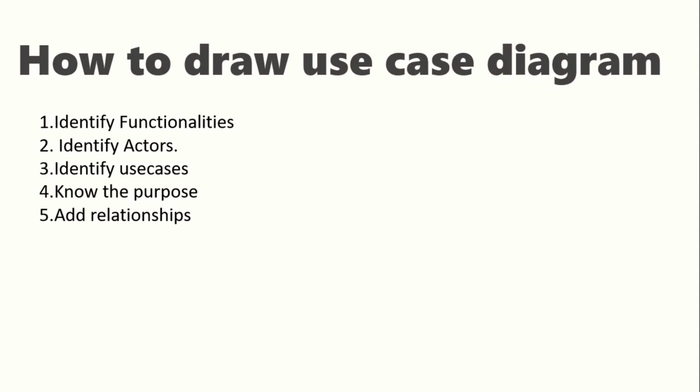How to draw a use case diagram? So first we need to identify the functionalities or use cases. Then we need to identify the actors. Before that, we need to know the purpose of our system. Based on that, we need to identify or create the actors and use cases. After that, we need to connect the use cases and actors, the relationships between them.